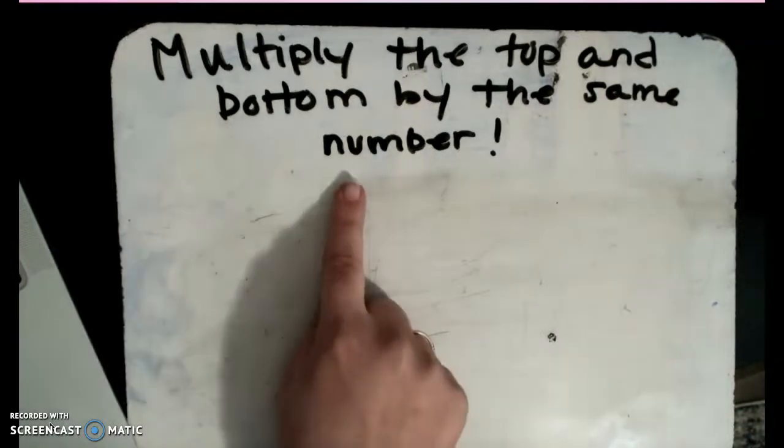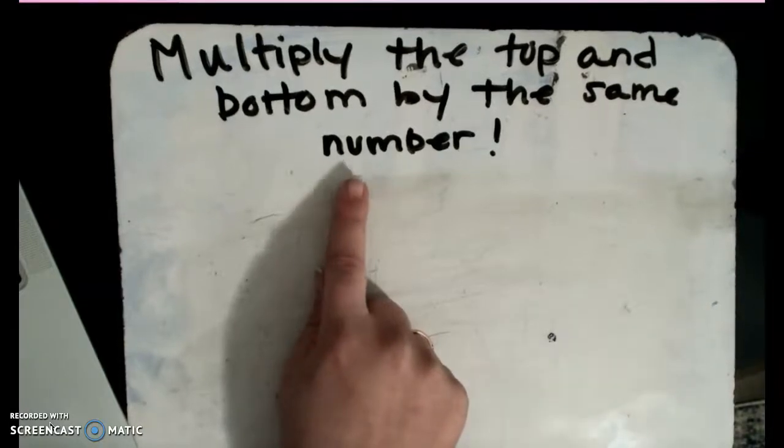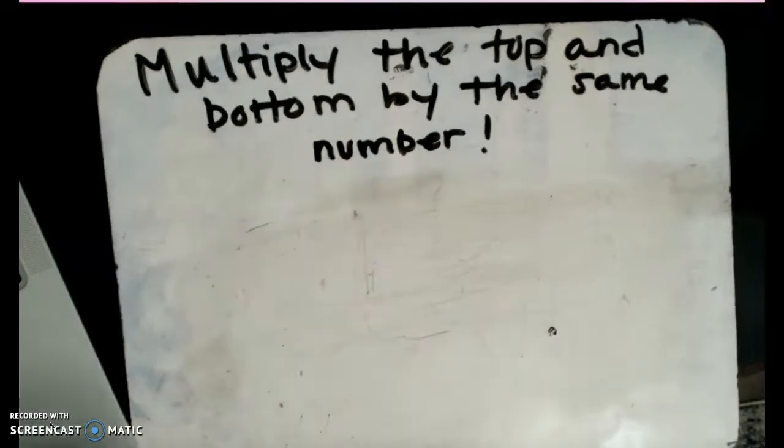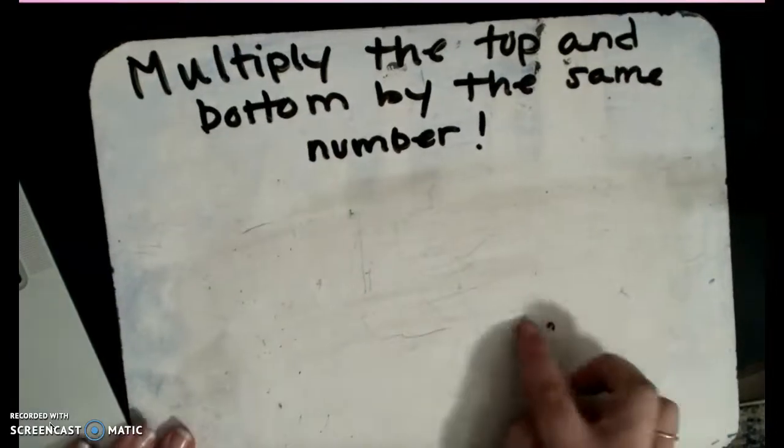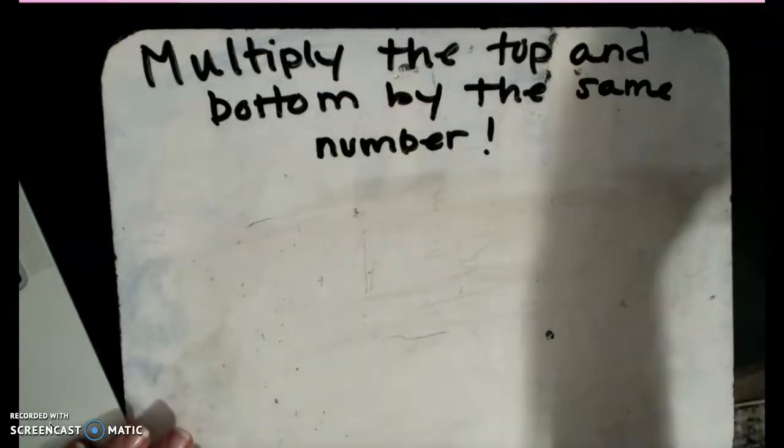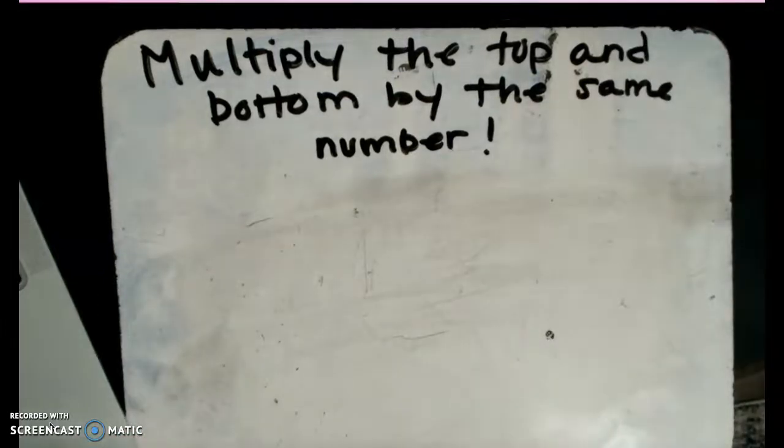So the first thing I wrote down here on my board to remind you is our rule of how to find equivalent fractions. So remember, we're multiplying the top and the bottom by the same number, or the numerator and denominator by the same number. Don't forget that. It's going to help us today. All right, these aren't necessarily problems on your sheet, but they're the two types of problems that you're going to see on your sheet today.